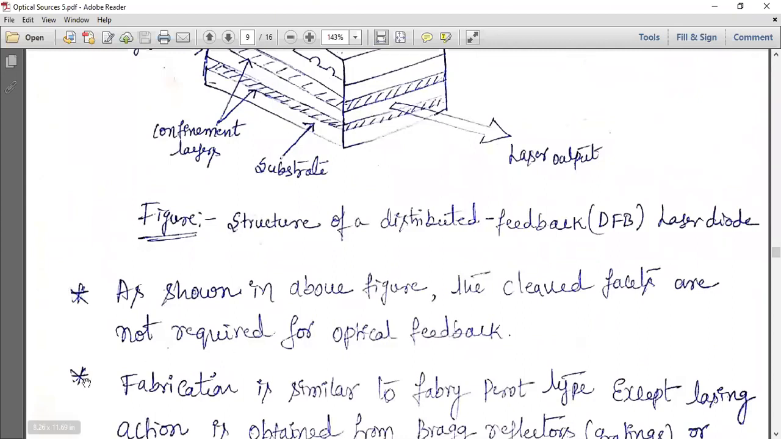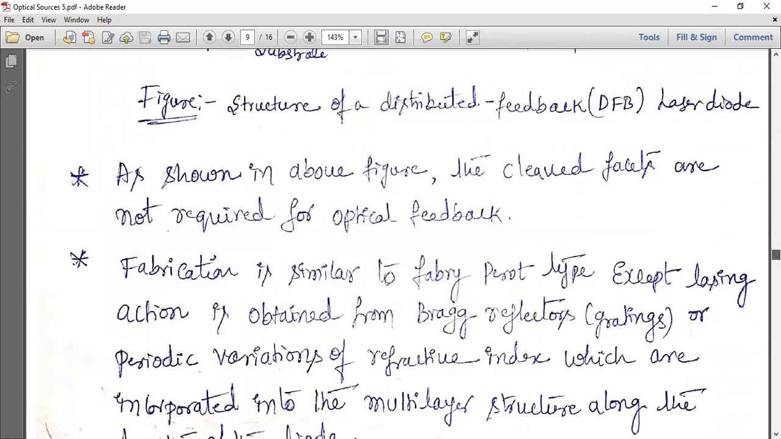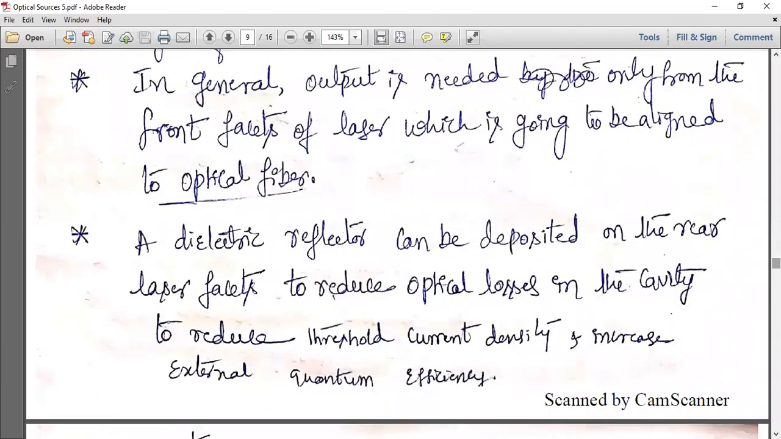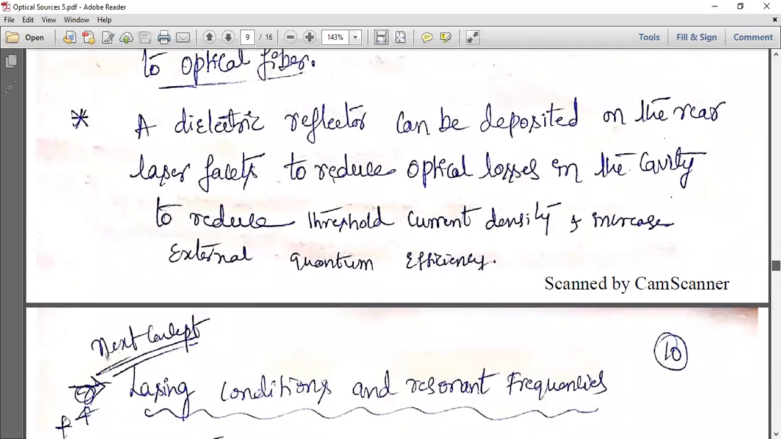As shown in the figure, the cleaved facets are not required for the DFB. The cleaved facets are present in the Fabry-Perot resonator; here we have not used them. Instead, we have used Bragg reflectors, that is called a grating. Fabrication is similar to the Fabry-Perot type, except lasing action is obtained from Bragg grating, or periodic variations of refractive indices which are incorporated, because due to the Bragg grating you have different refractive indices. The useful output is needed only from the front facet, so the light will come out from the front facet. Reflectors also reduce the optical losses.